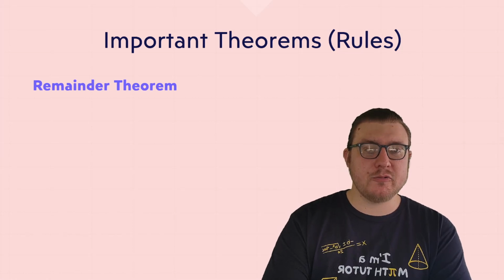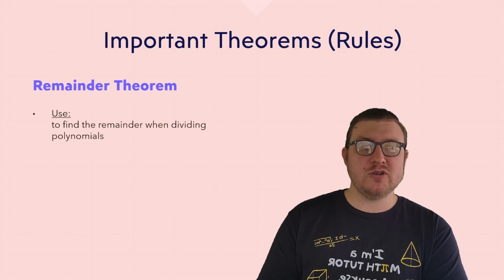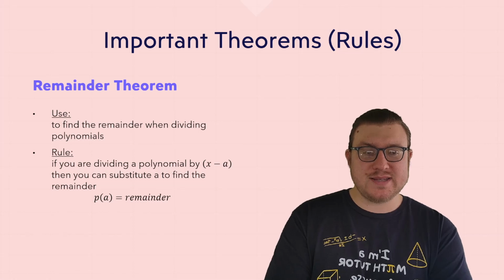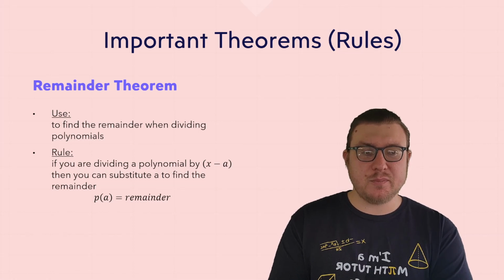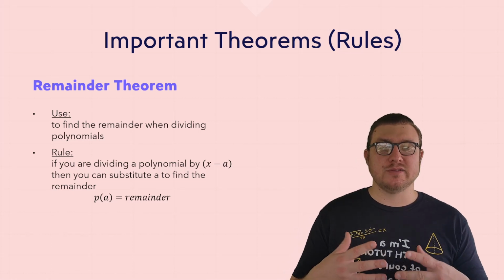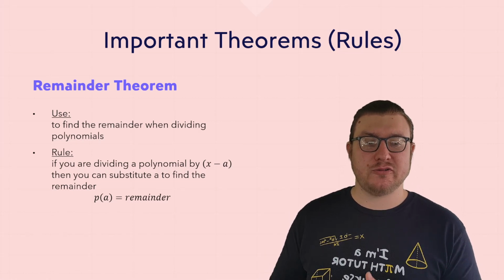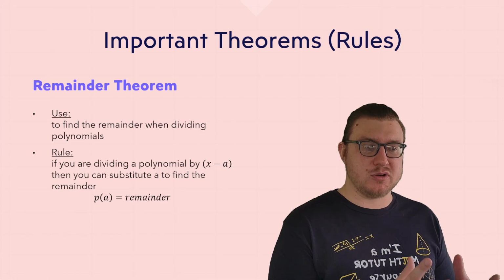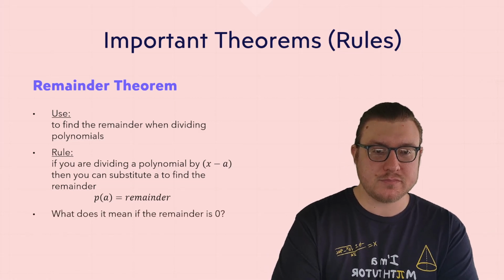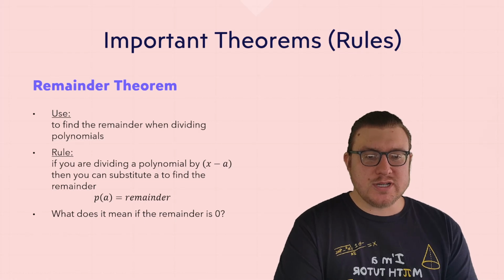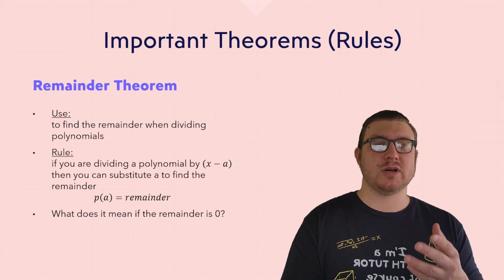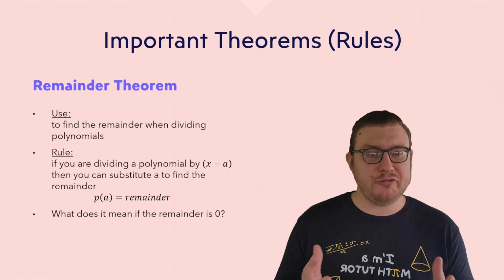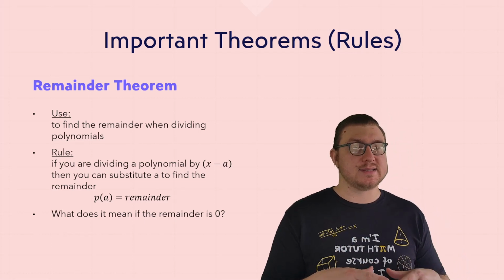Now the remainder theorem, we've just kind of talked about this. We use this to find the remainder when dividing polynomials. The rule is basically the same. If you're dividing a polynomial by x minus a, then you can substitute a to find what the remainder is. Just like we did before, p of 1 was equal to 1, the remainder. And again, what does it mean to have a remainder of 0? Well, if we have a remainder of 0, then we could divide it perfectly, which means x minus a is a factor.